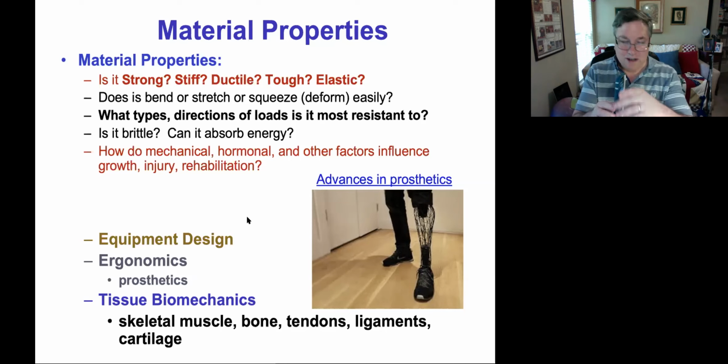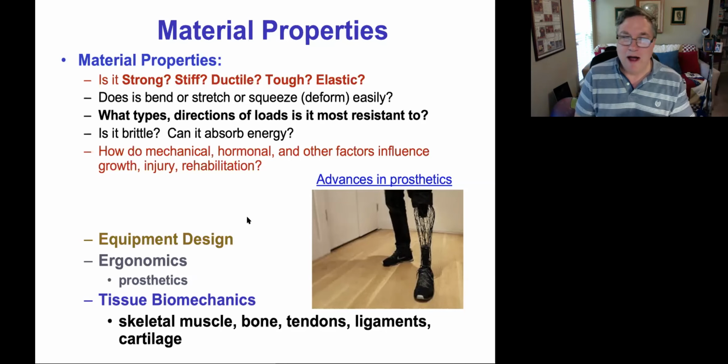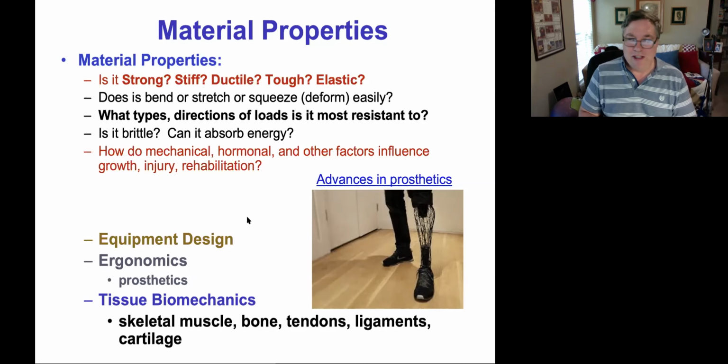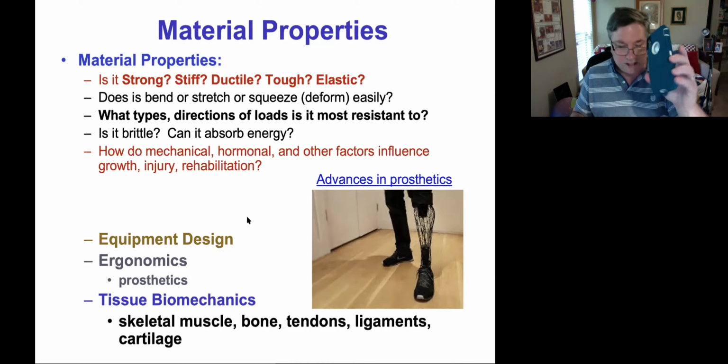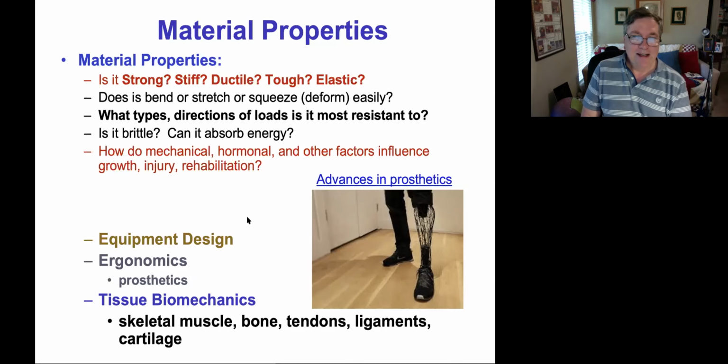My kids certainly do. So as soon as we buy an iPhone, the first thing we get is an OtterBox for protection. So that's a material that's stiff, it's strong, it's tough, it's able to store a lot of energy and protect this glass and steel iPhone, which are like, what, $1,100? So, I mean, you want to protect that type of investment. Does the material bend or stretch easily? Is it compliant or is it stiff? What types of loads is it most resistant to?